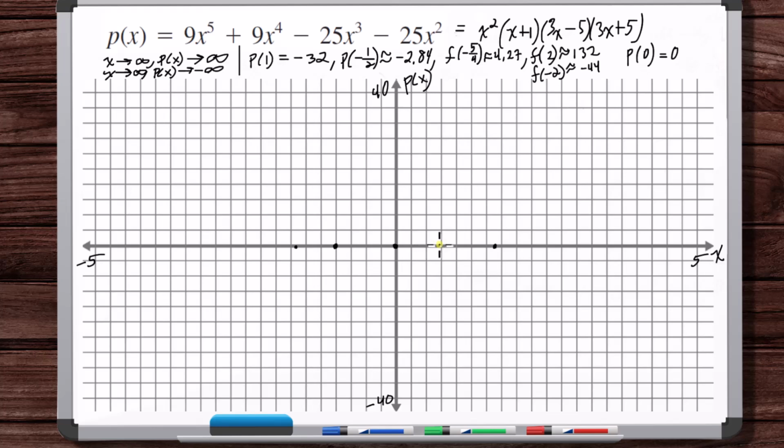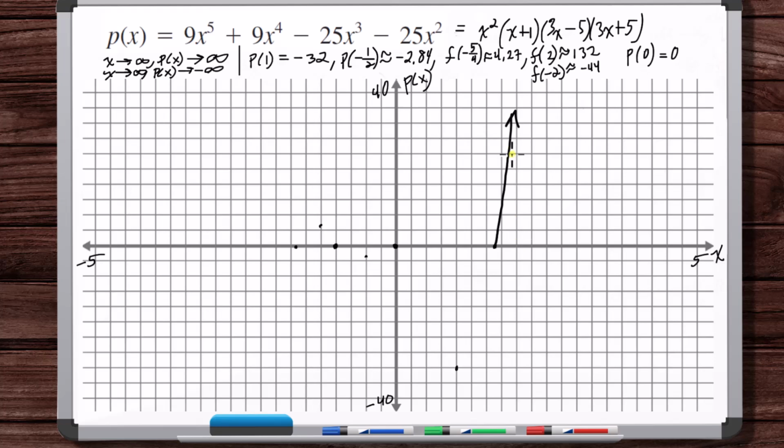So let's plot. f of 1 is minus 32. So 1, 2, 3, 4, 5, 6, 7, 8. And then f of minus 1/2 is minus 2.84. So this is minus 4, minus 2, so like right there. Then minus 5/4, minus 1 1/4, is 4.27. At 2, here it's 132. So you see it's steep.